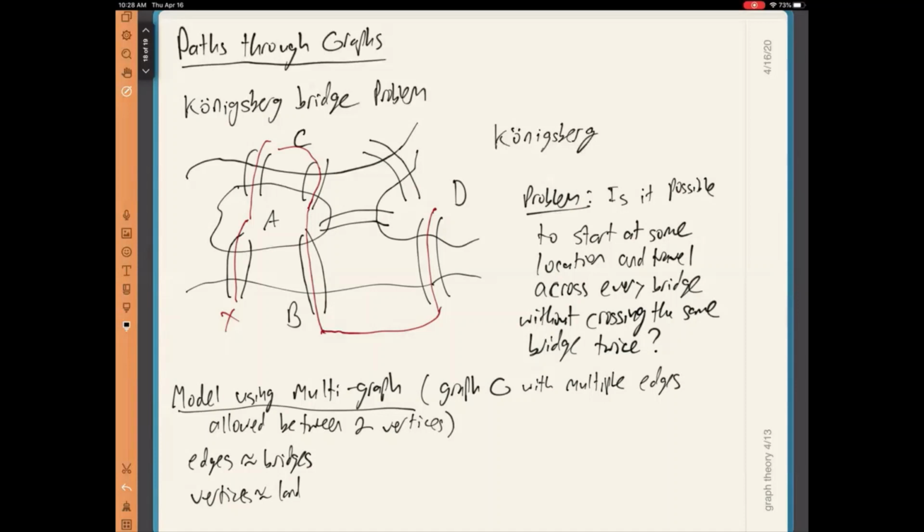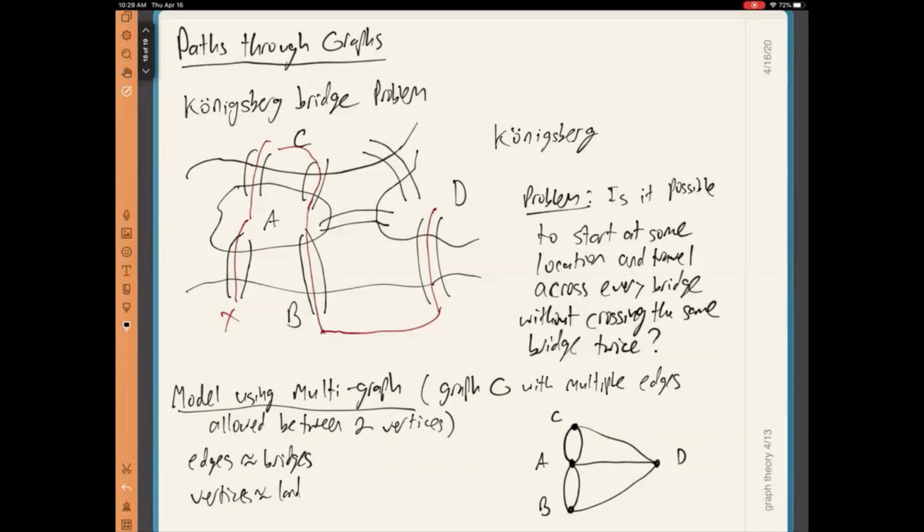Right, so if I draw this picture, well, C is up here, A is over here, B is down here, and D is over here. Well, I have two bridges from A to C, so this will be the first bridge and this will be the second. And then I also have two bridges from A to B, right? And then I have a bridge from A to D, and then finally a bridge from C to D and a bridge from B to D, right?